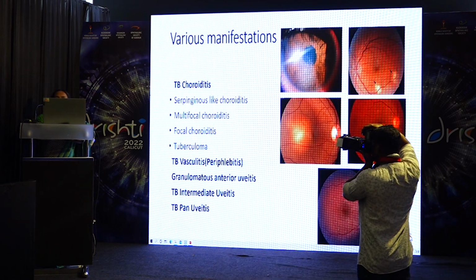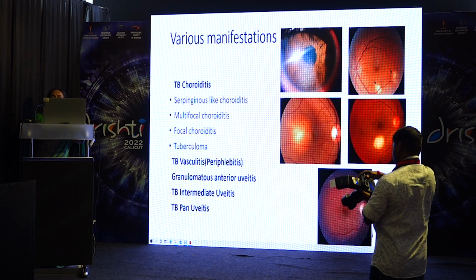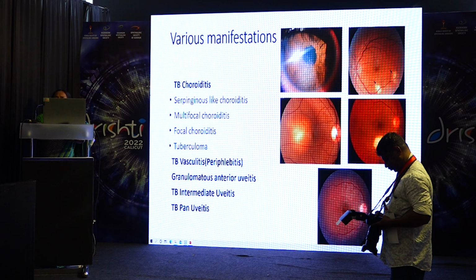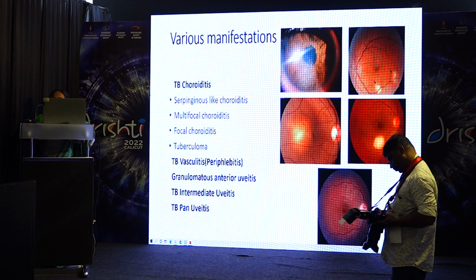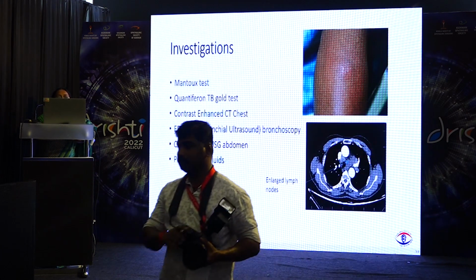The various manifestations of TB uveitis are, first and foremost is TB posterior uveitis. It can be in the form of TB choroiditis, which can take the form of serpiginous-like choroiditis, multifocal choroiditis, focal choroiditis, and tuberculoma. TB vasculitis is periphlebitis and it is occlusive in nature. Granulomatous anterior uveitis with mutton fat KPs and iris nodules, TB intermediate uveitis, and TB pan uveitis.